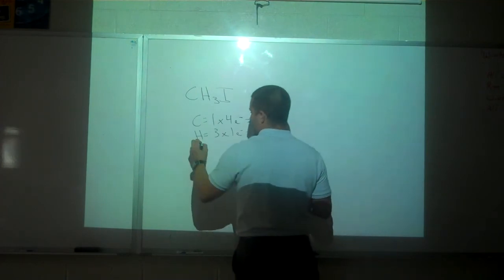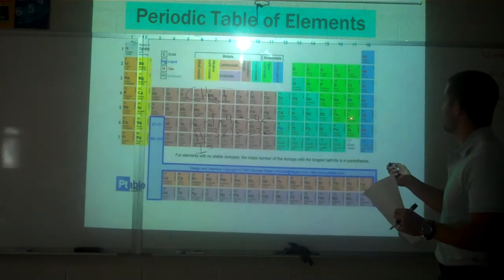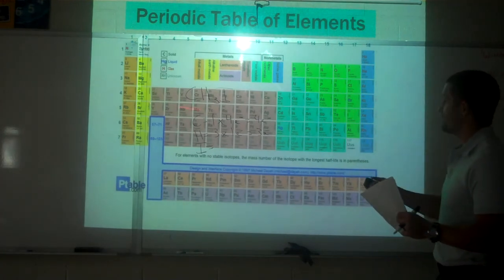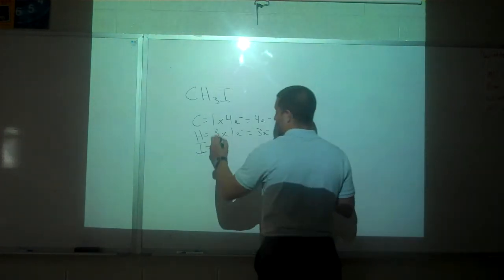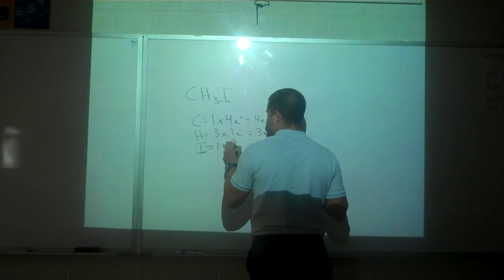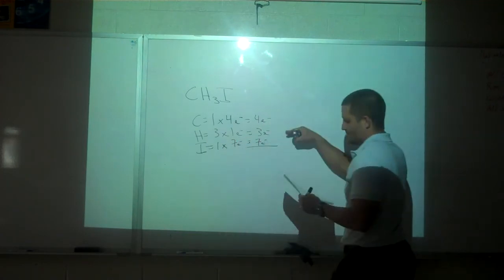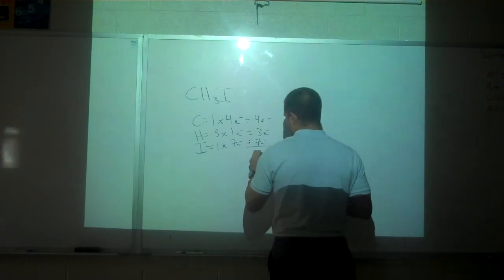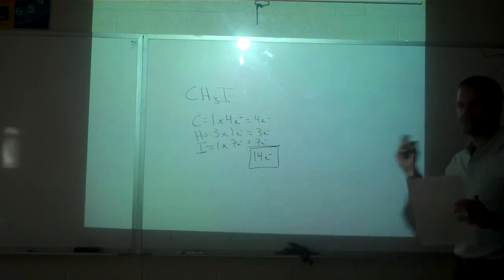So then we have iodine, let's check it out, iodine right here, okay? That has 7 valence electrons, right? So we have 1, 2, don't count the transition metals, 3, 4, 5, 6, 7. But I have one of them, right? 1 times 7 electrons equals 7 electrons. Don't make a mathematical mistake. It should be a total of 14 electrons here.